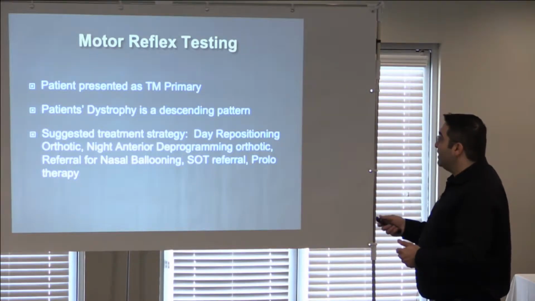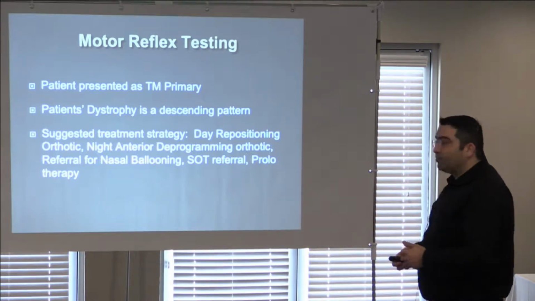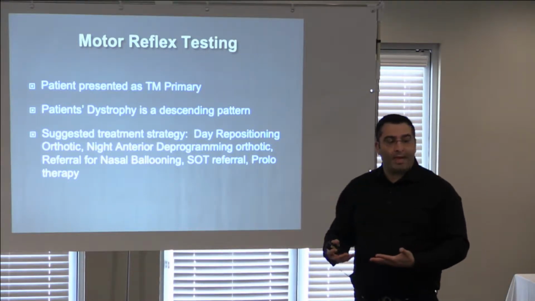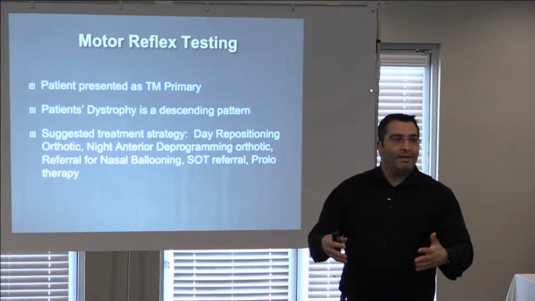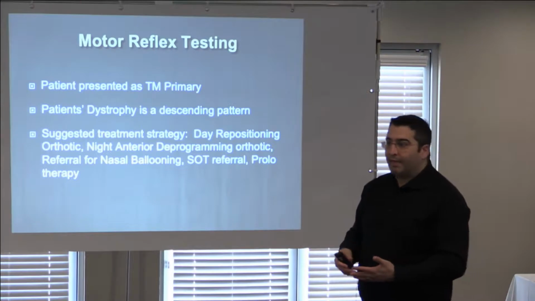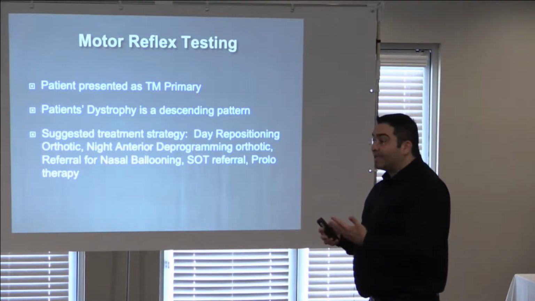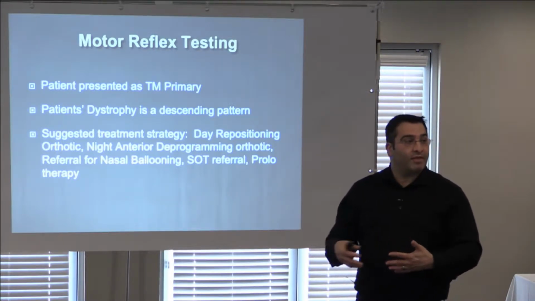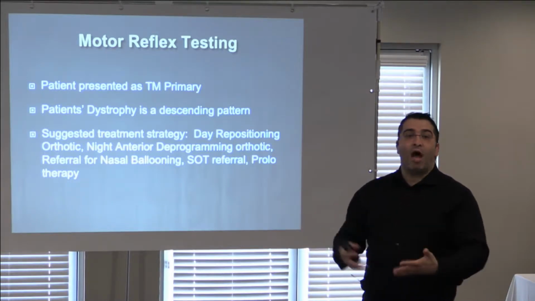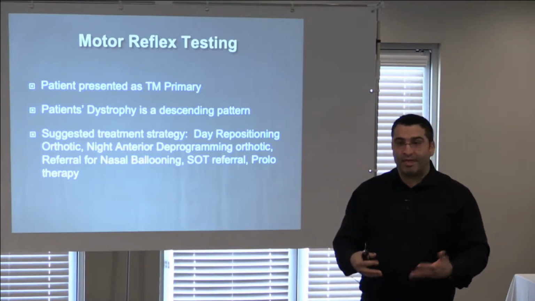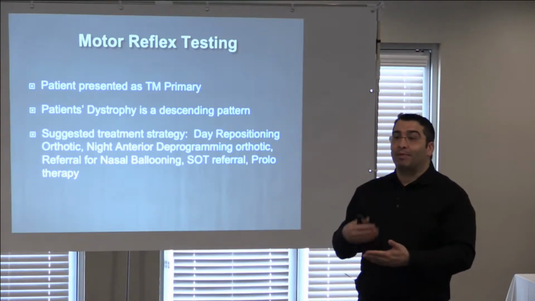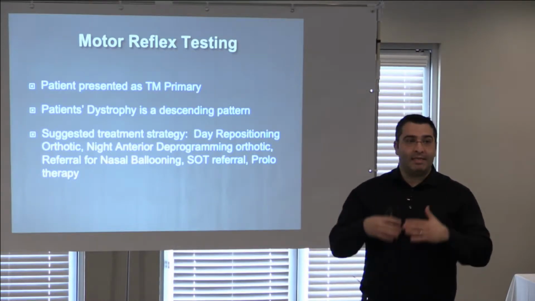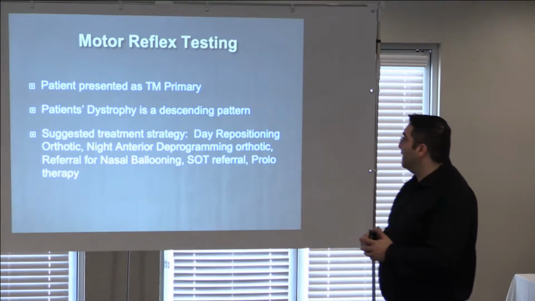So he tested motor reflex as a TMJ primary, which means it was a descending pattern. Neurologically speaking, in the moment that I saw him, he tested as TMJ primary, right? There are 4 scientific validation studies for the motor reflex test. It's not a muscle test. I acknowledge that it looks like a muscle test, but it's more like a patellar tendon or a Babinski. It's not a muscle test, okay?